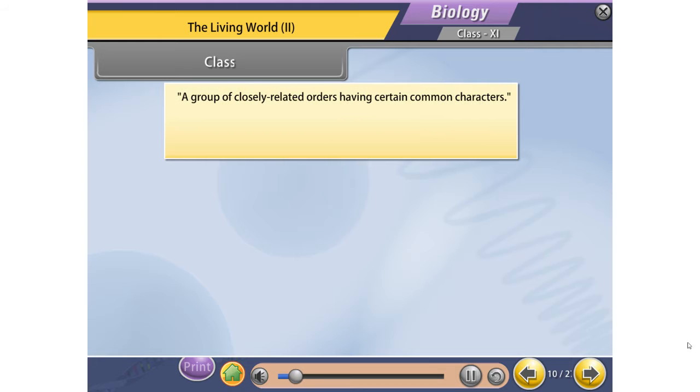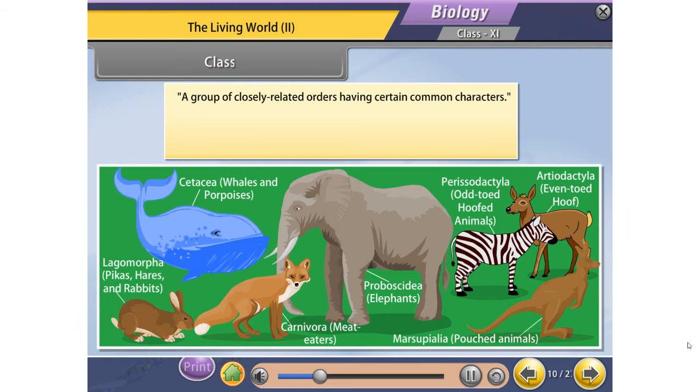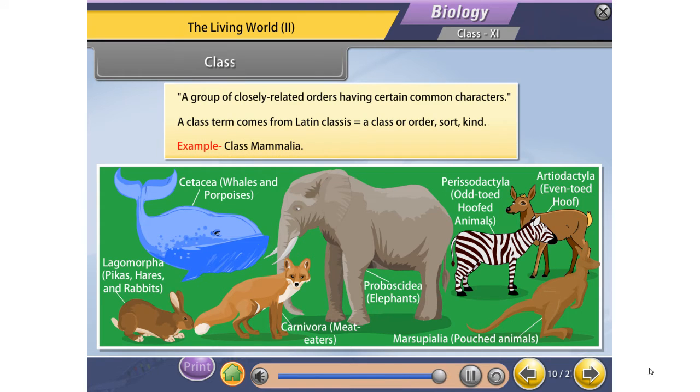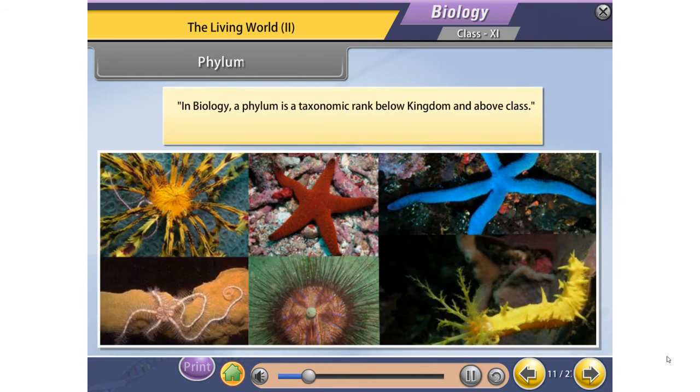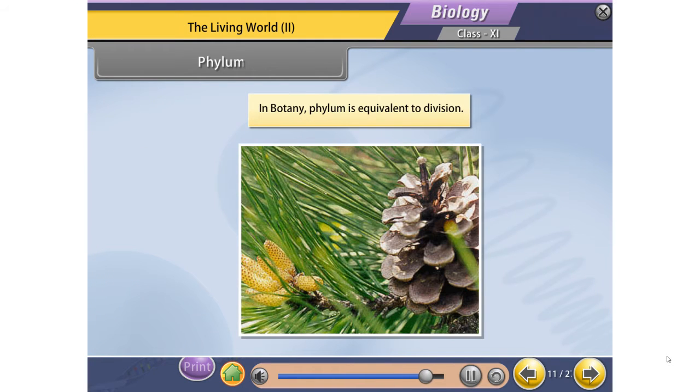Class. A group of closely related orders having certain common characters. A class term comes from Latin classes, a class or order, sort, kind. Example, class Mammalia. Phylum. In biology, a phylum is a taxonomic rank below kingdom and above class. A group of closely related classes having certain common characters. In botany, phylum is equivalent to division.